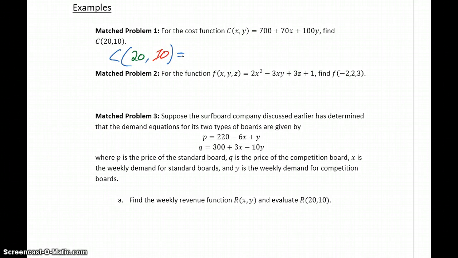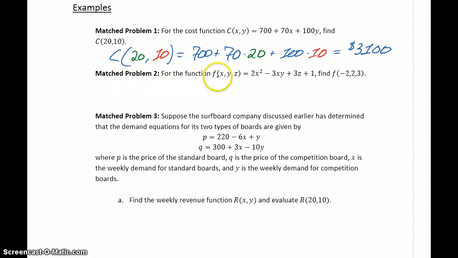Just like we would for a function with one independent variable, wherever an x occurs, we'll plug in that value for x. And now since we also have a variable y, anytime a y occurs, we'll plug in our value for y. So this is going to be 700 plus 70 times 20 plus 100 times 10. And then from there, it's just a calculator operation or a little bit of arithmetic to find that that cost would be $3,100.